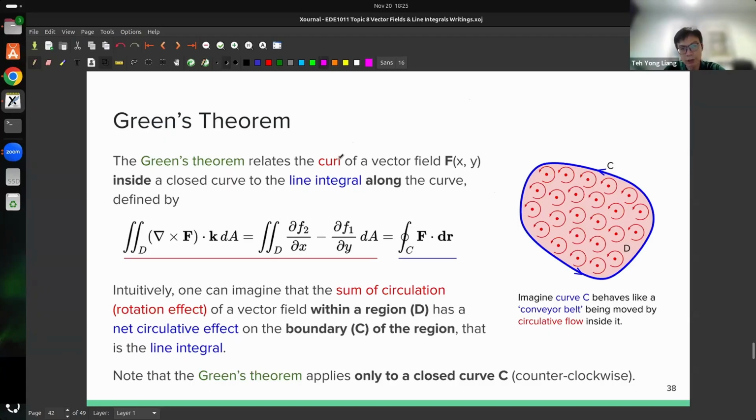The important thing is that it relates the curl of a vector field inside a closed curve to the line integral along the curve. Okay, the curve must be closed. The curve cannot be open like that one. It must be closed. Let's say you look at this blue closed curve. If you perform the line integral, you are going to get this right-hand side, correct? So the funky looking circle here represents closed.